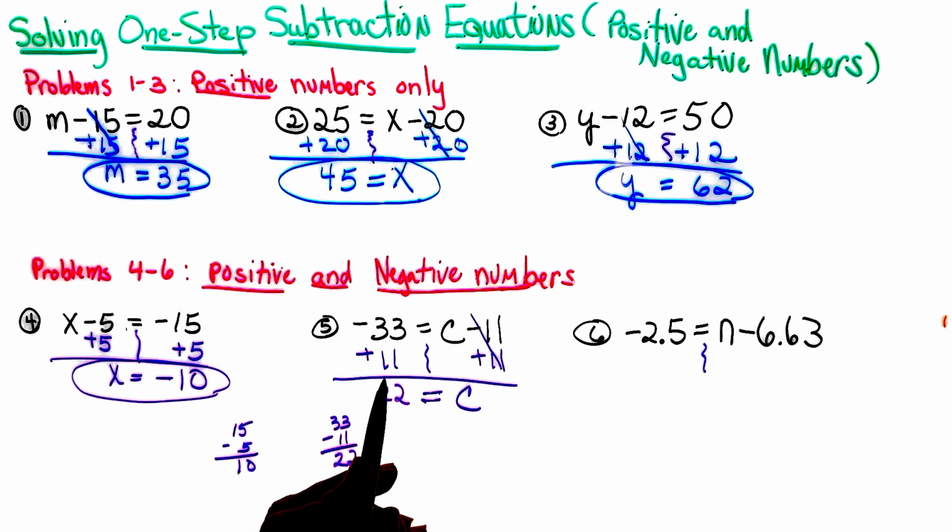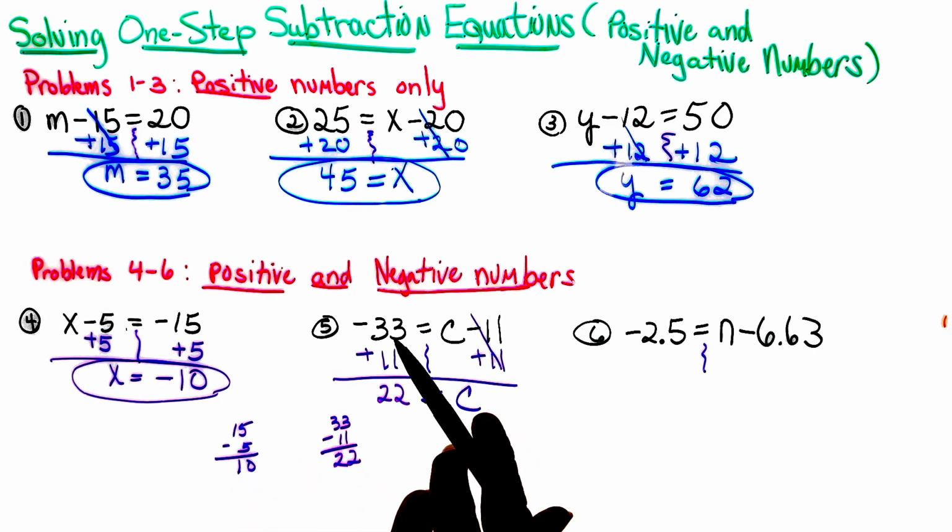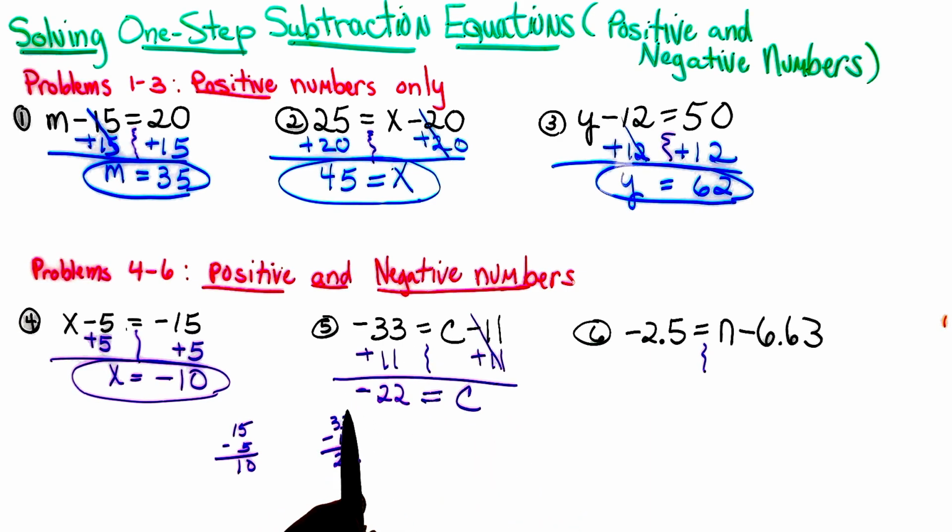And now let's see what sign it's going to be. Which one do I have more of? Well, I have more negatives, so it's a negative 22 is your answer. Your answers won't always be negative. It just so happens the numbers that I picked, it ends up working out this way. So let's look at the next one.